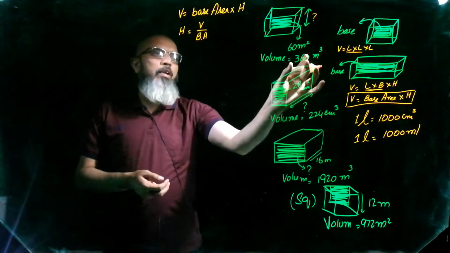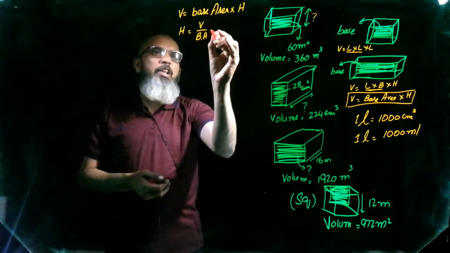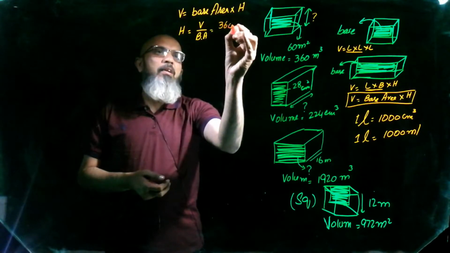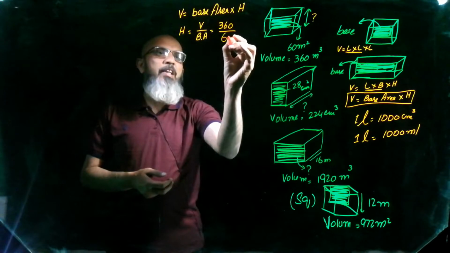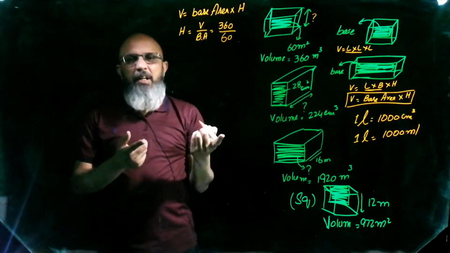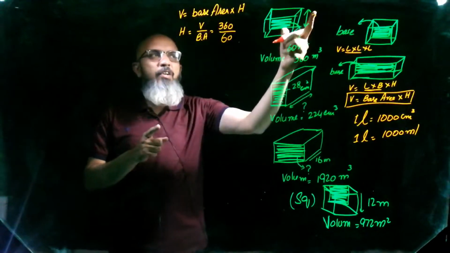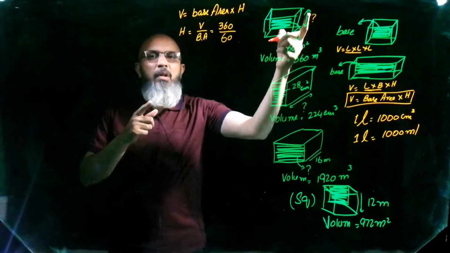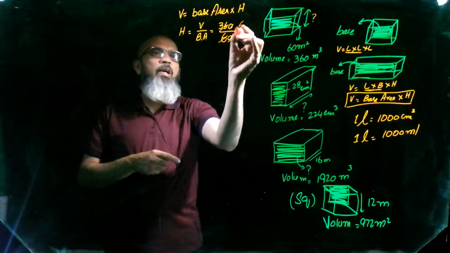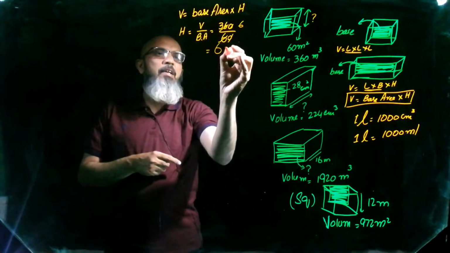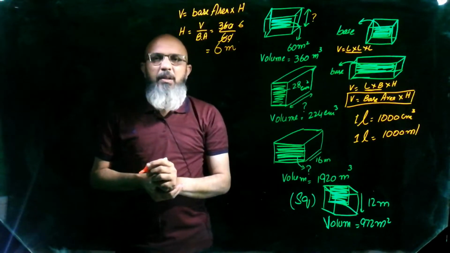So what is your volume? Your volume is 360, and what is your base area? That is your base area, 60. So by dividing, you can get the unknown height of the cuboid. You can cancel it very easily. Your answer is 6 meter, right?